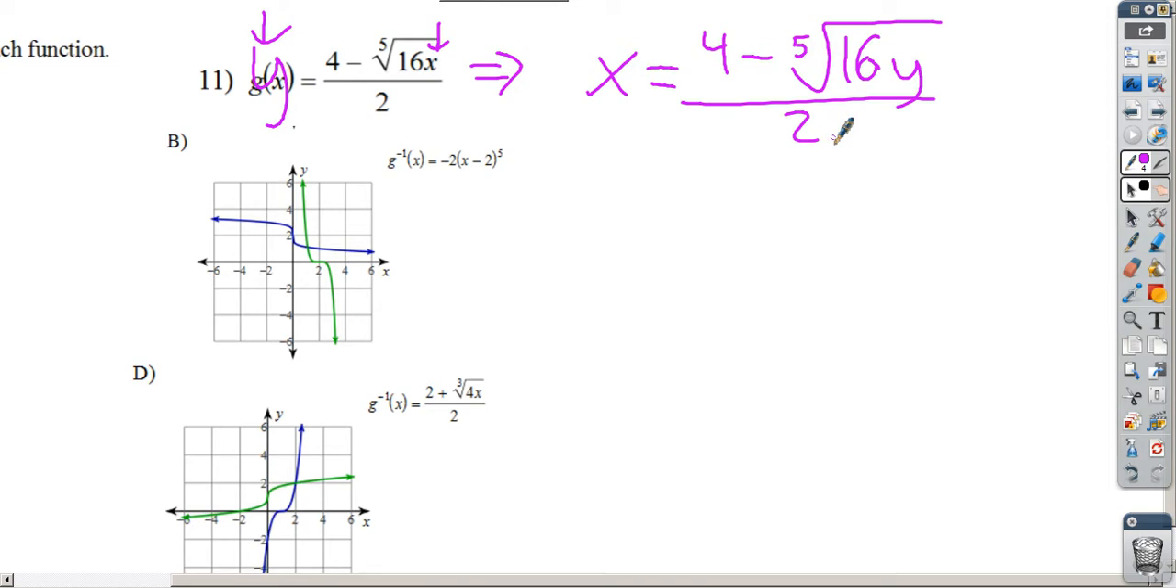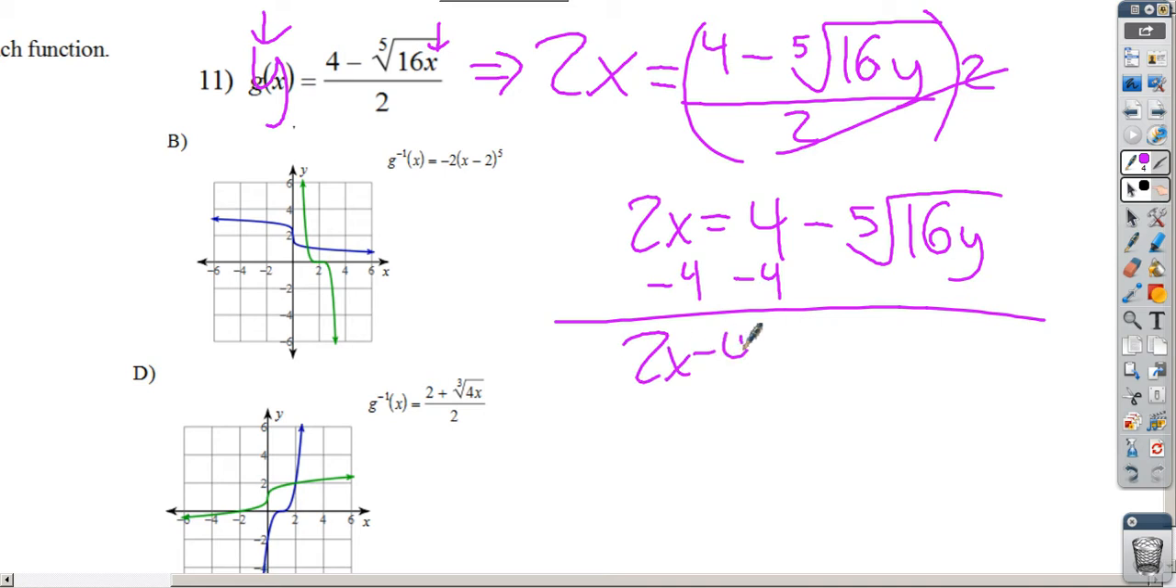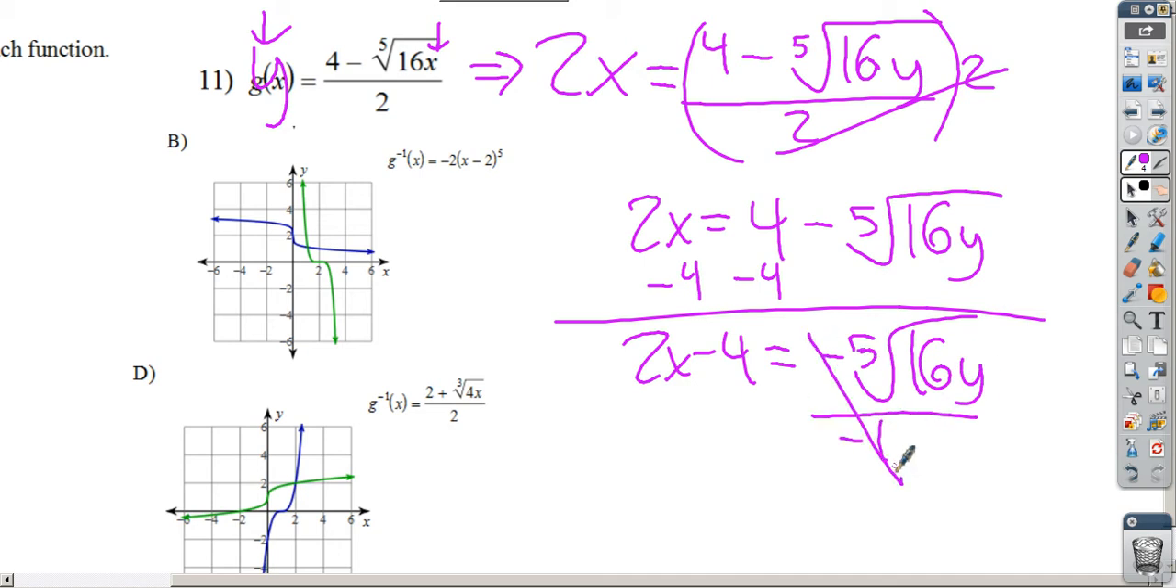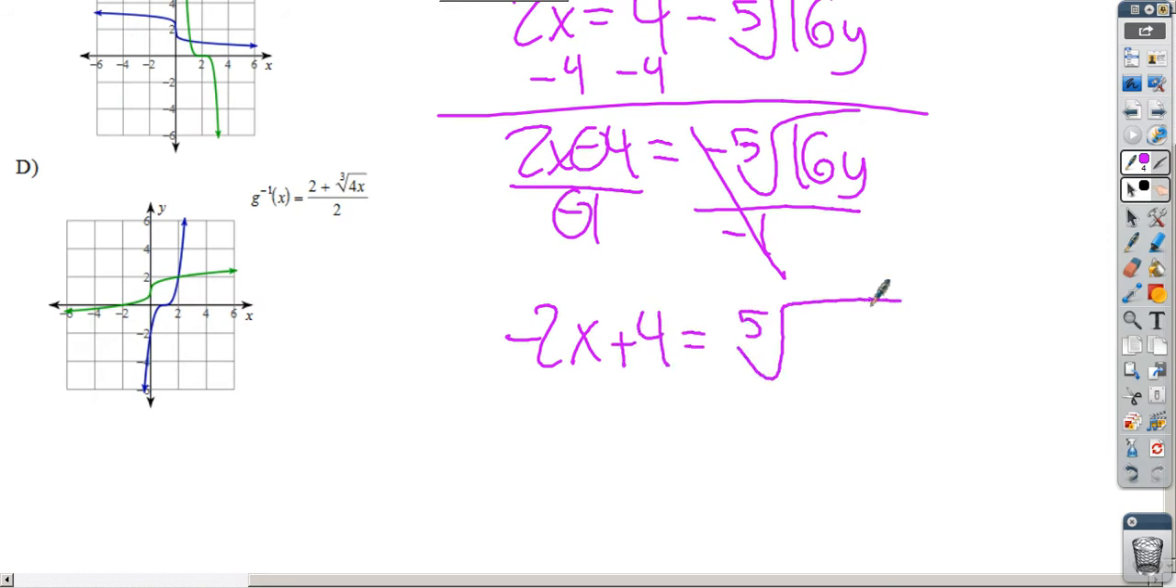Let's multiply everything by 2, so those will cancel, and that becomes 2x. And then we have this thing still left over. Then let's subtract 4 from both sides. We get 2x minus 4 equals negative fifth root of 16y. We just want a positive fifth root, so let's divide by negative 1. That will cancel. We divide this by negative 1 also. 2x divided by negative 1 is negative 2x, and negative 4 divided by negative 1 is positive 4. So we have this right here.